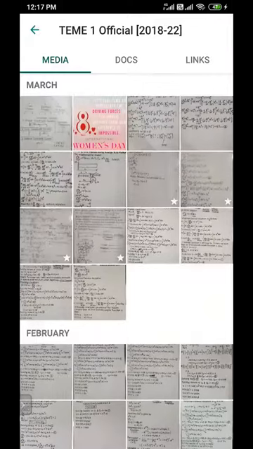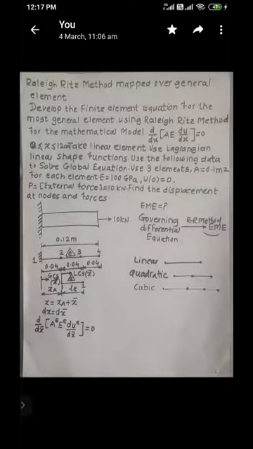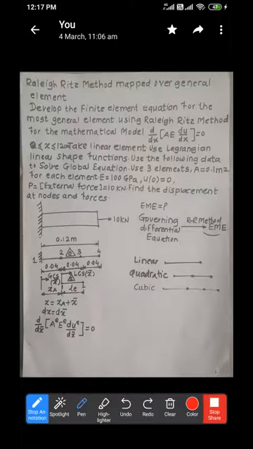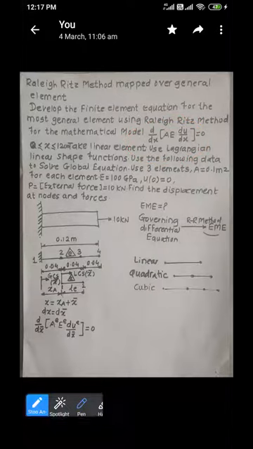Can you all see this problem? Rayleigh-Ritz method mapped over a general element. What was the governing differential equation? d by dx of AE du by dx is equal to 0. That we have solved, right? After that, we solved one more equation.